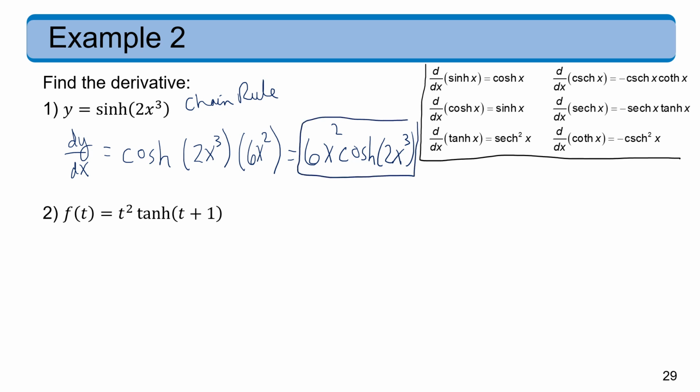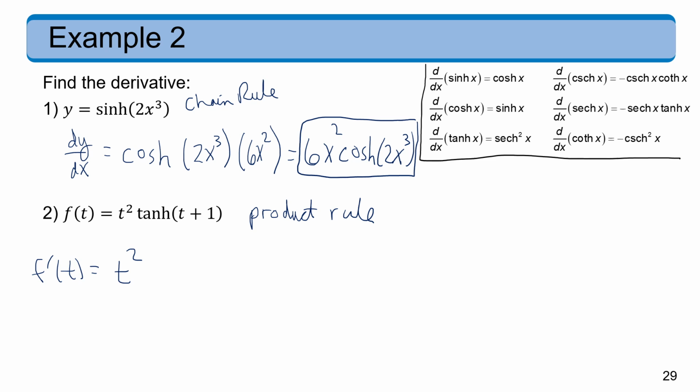Okay, let's go to the second one. Here we have t squared times hyperbolic tangent of t plus 1. So we know we're going to use the formula for the derivative of hyperbolic tangent, but before we do that, we need to start with the product rule, because we have a product of two functions of t. Okay, so f prime of t equals, so we take first times derivative of the second. Let's go ahead and compute that derivative.